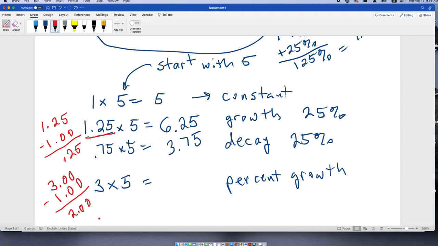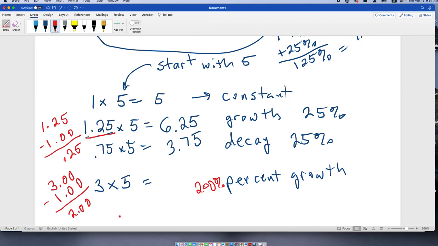2.00. What's 2 as a percentage? 200%. Common sense. Just move the decimal the other way, right? So yes, this is a 200% growth. So notice if I multiply by 3, that's 200%.